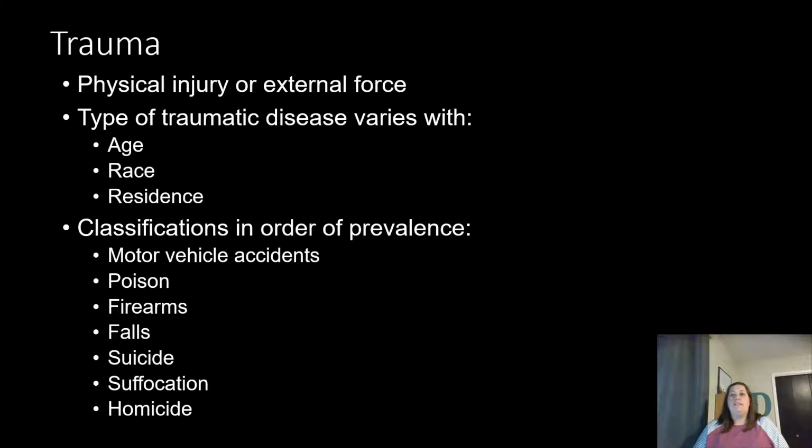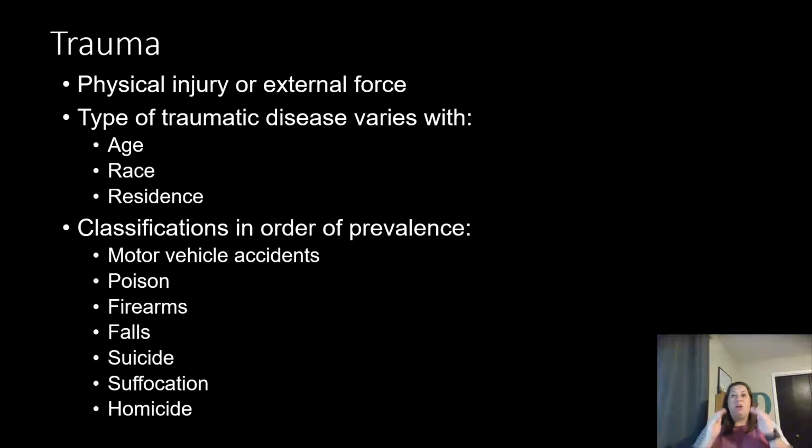Now, when we look at trauma, there's some classification, and these are actually put in order based on their prevalence, like how often they occur. So the most common type of trauma that we see is motor vehicle accidents, also known as MVAs.